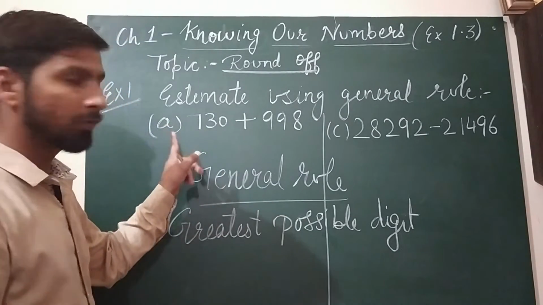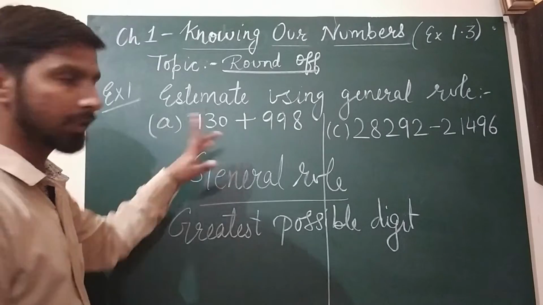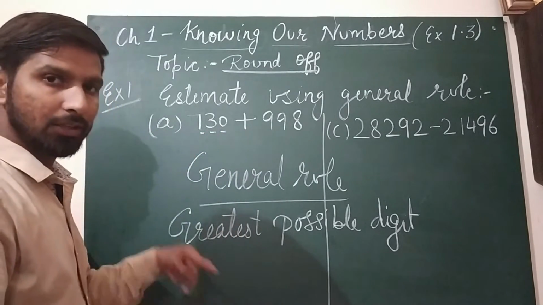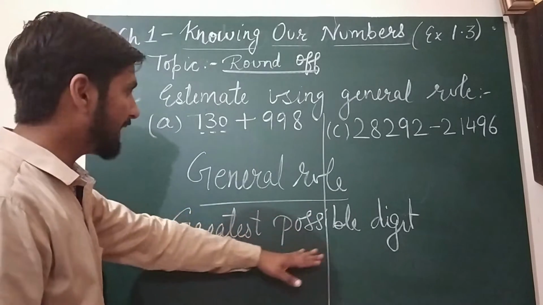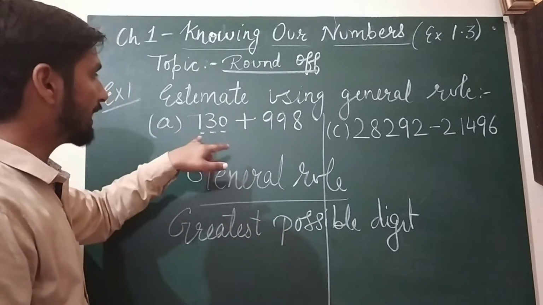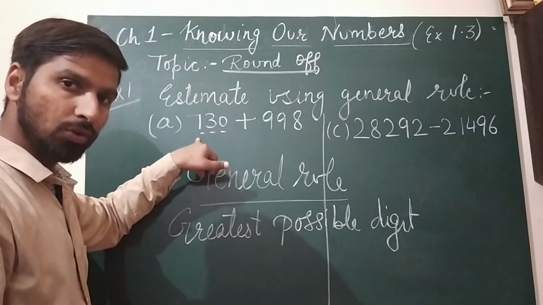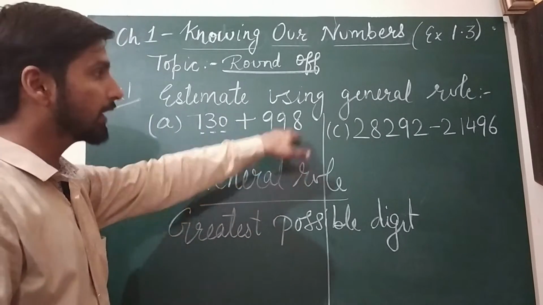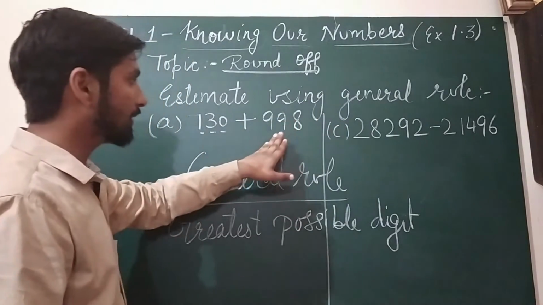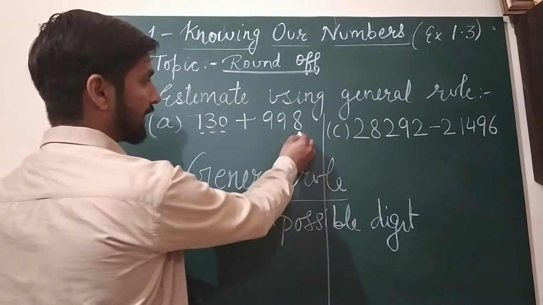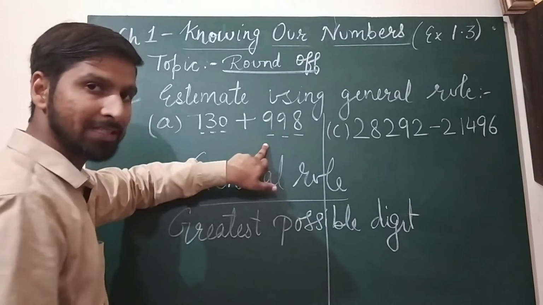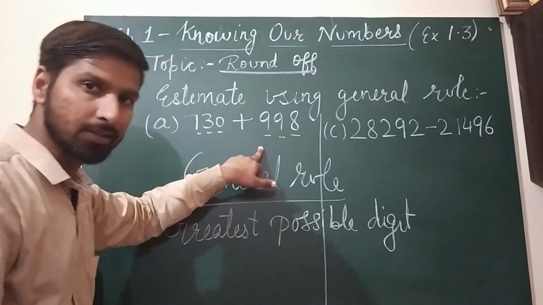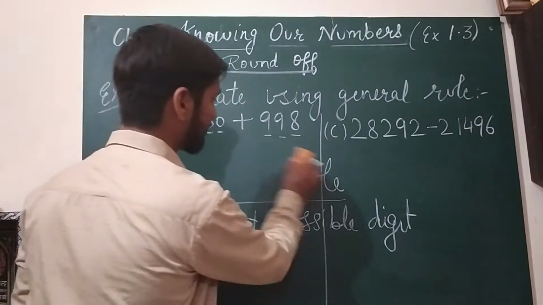Let's say, moving to sum number 1, 730. Now it's ones, tens, hundreds. The greatest maximum possible place is hundreds, so I'll round off 730 to nearest hundreds. Again, moving to 998, using general rule, ones, tens, hundreds, the maximum place is hundreds, so I'll round off this number to nearest hundreds. Let me start.